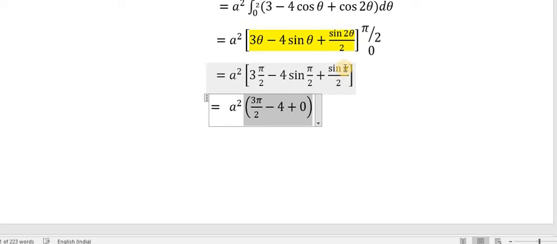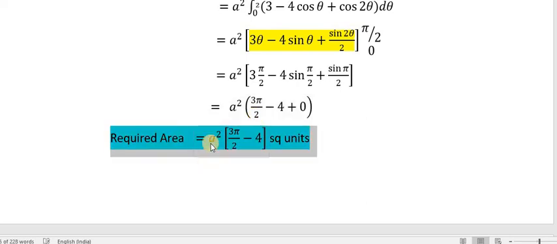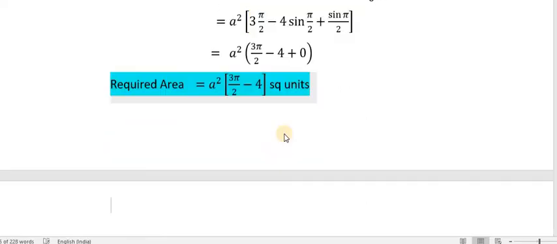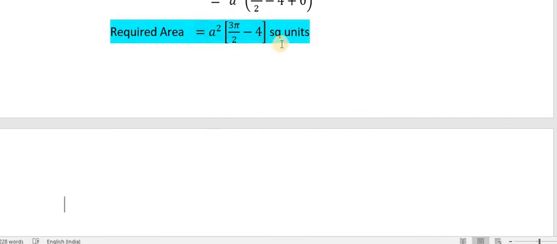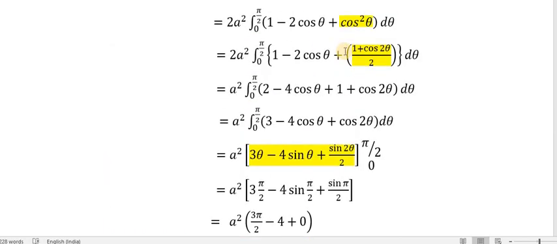Sin pi value is 0. So sin pi divided by 2 is also 0. Hence the required area is a square into 3 pi by 2 minus 4 square units.